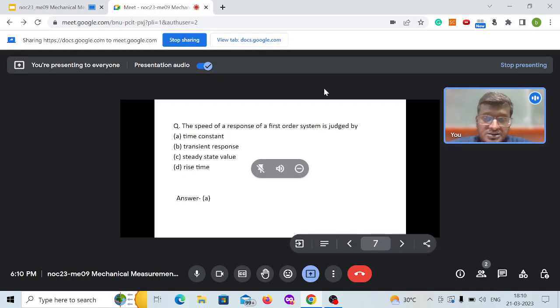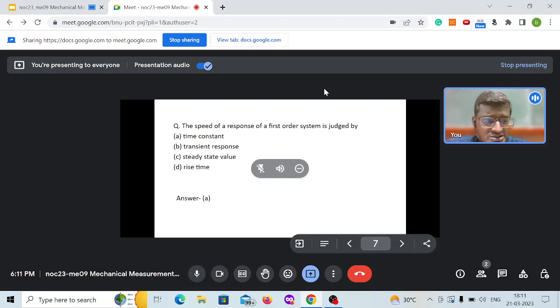For example, if it's a thermocouple used for measuring temperature, it will take some time to respond. At t equals the time constant, it will be 62.7% of the way, where the steady state value has been reached. So that is the time constant. The others: transient response is the variation with respect to time, that is what the transient response is.